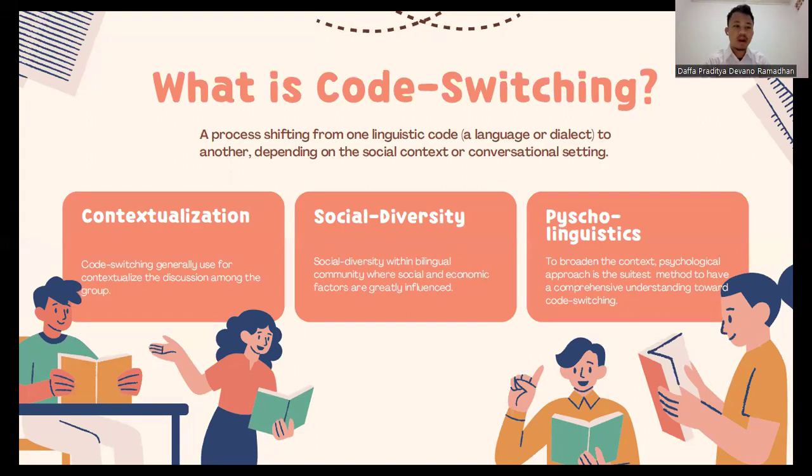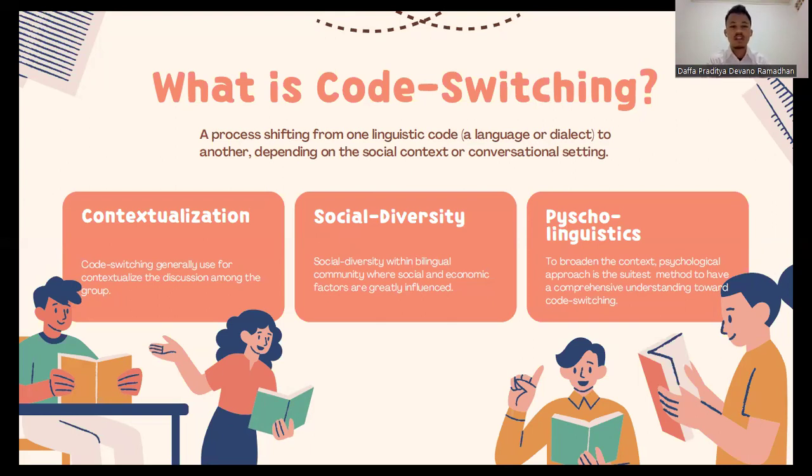The first is contextualization. Code switching is generally used to contextualize the discussions among groups. So each person or our friends would be able to understand better the context that we would like to discuss with them. And then it's about social diversity.